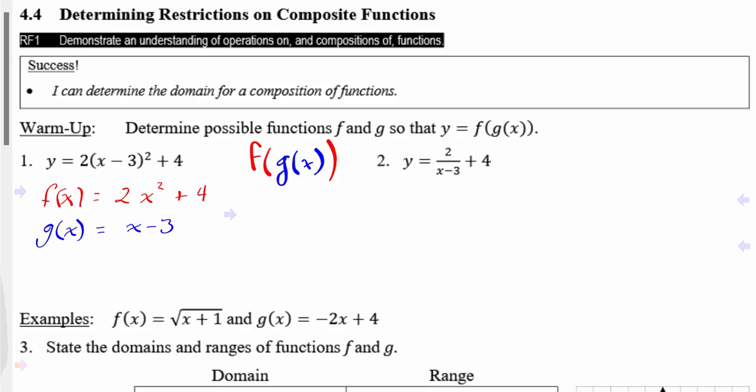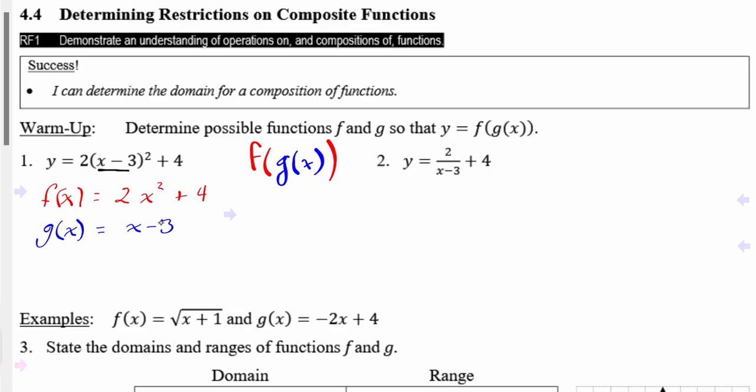I'm going to guess that this might be the most obvious choice for question number 1, where the f of x function has an x here that's being squared, and we're going to take the g of x function and replace the x with it so that we have x minus 3. It will all be squared, multiplied by the 2, and then have 4 added. But really, there are a lot of possible answers. You may have written down something different.